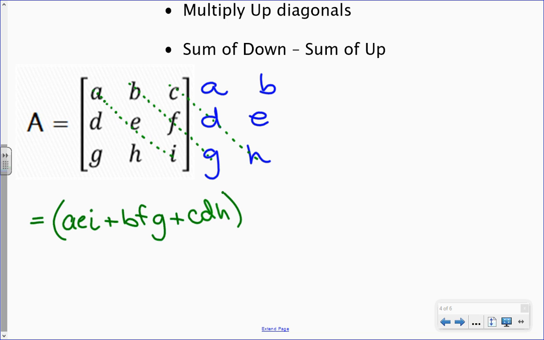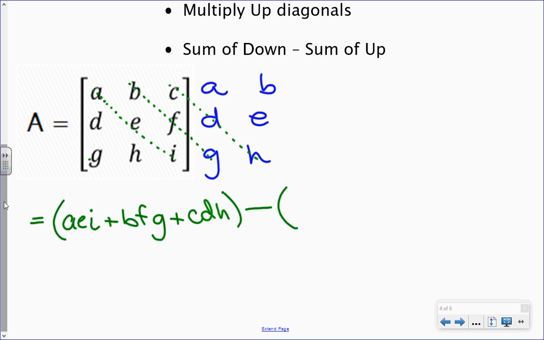Then we're going to subtract the sum of our up diagonals. Please notice how I'm putting these in parentheses. All of our up diagonals I'm going to group together in parentheses, and all of our down diagonals I have grouped together already in parentheses. Okay, so we did our down diagonal. Now go to the bottom left corner.